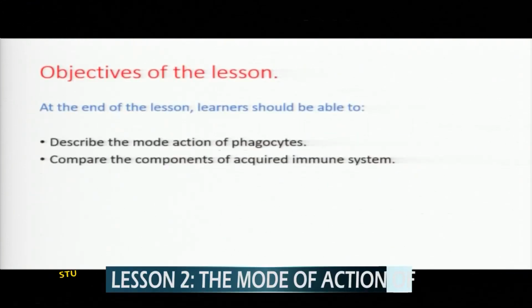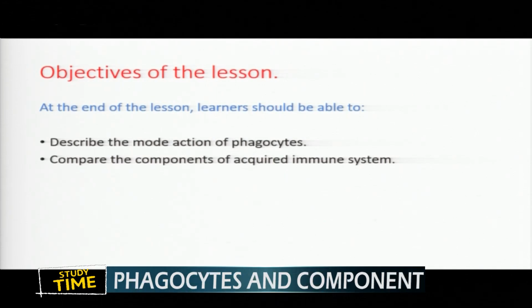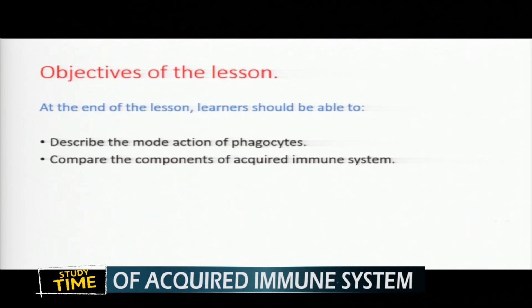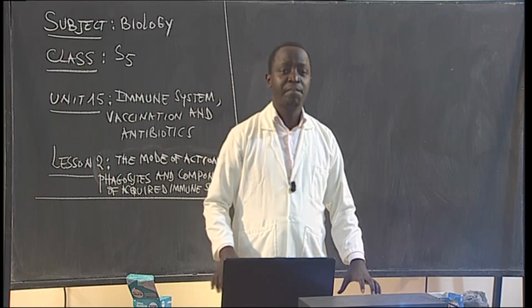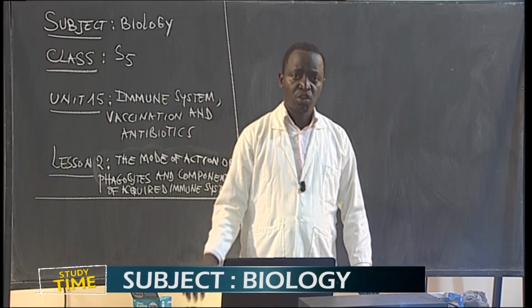What is the objective of our lesson? At the end of this lesson, you should be able, number one, to describe the mode of action of phagocytes. Number two, you will be able to compare the components of acquired immunosystem. Are we together? I hope you are ready. You have your notebook where you can write some explanation about the topic of today. So you're welcome again.